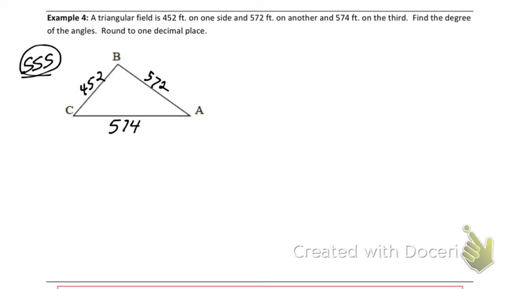So what I'm going to do is create a wall between here because I'm doing my work to my right-hand side. I'm going to find my angle A first. Let's go ahead and find angle A first.